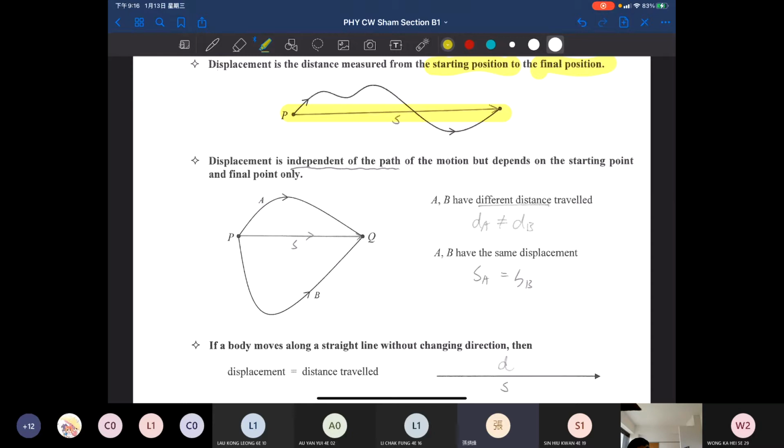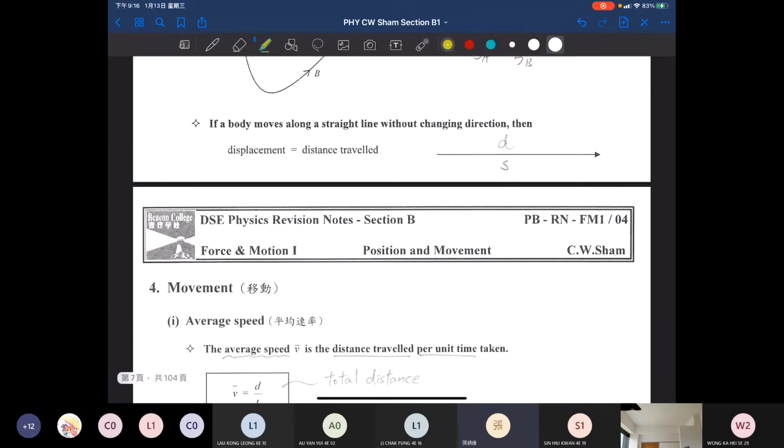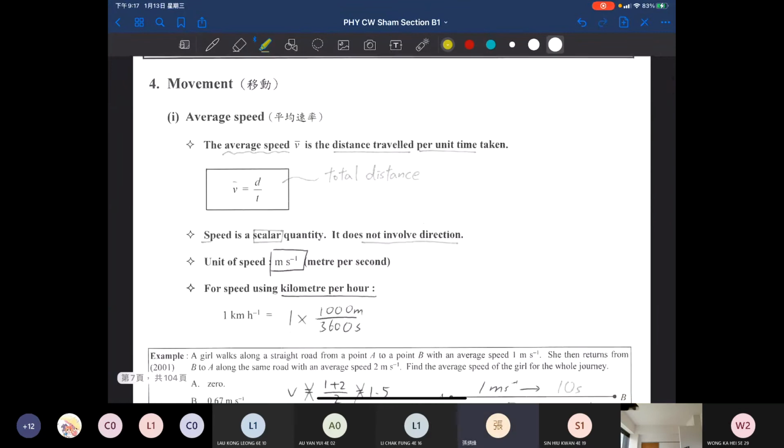So for paths A and B, they have the same displacement, even though they have a different distance traveled. Of course, if it is moving along a straight line, then the displacement is equal to the distance traveled. For movement, we can use the average speed to represent it.